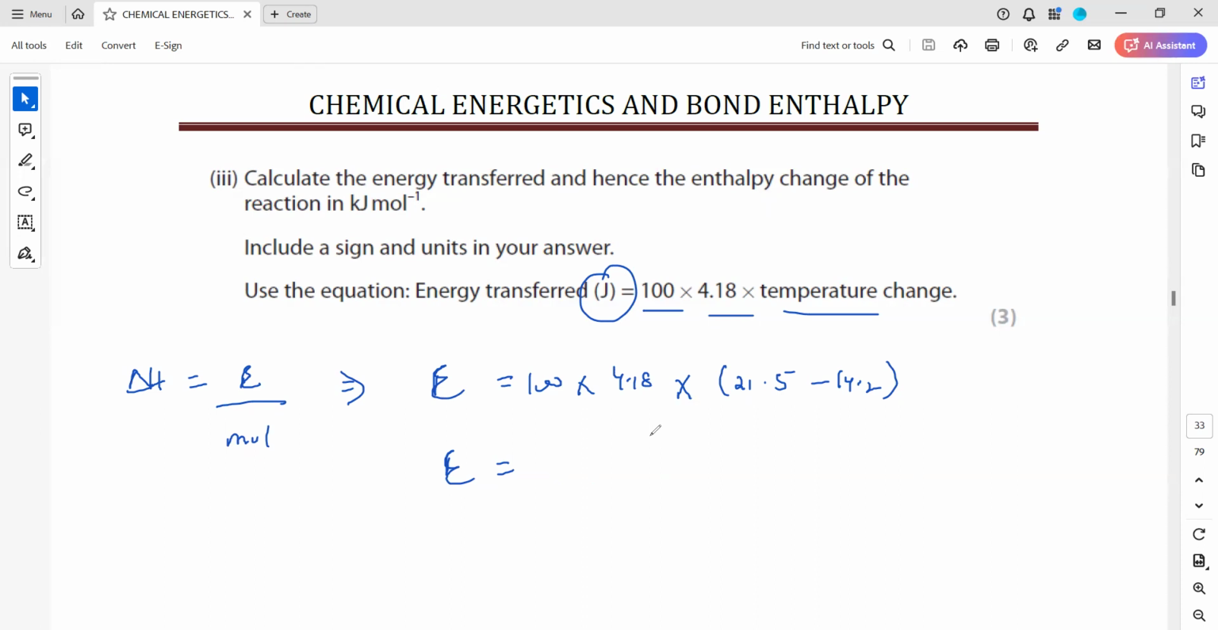For the mass, look, it is a volume. If two solutions are mixed with each other, then we'll take the mass like this. The mass we took is 100, because the formula is E equals c m delta T. If two solutions are there in the question, then you will add the volume of the two solutions and that will be the total mass.